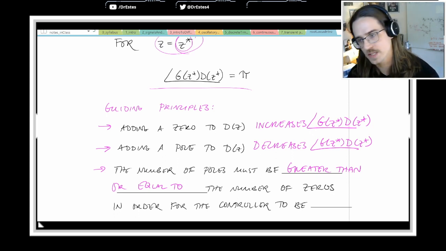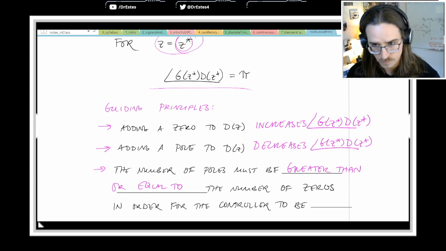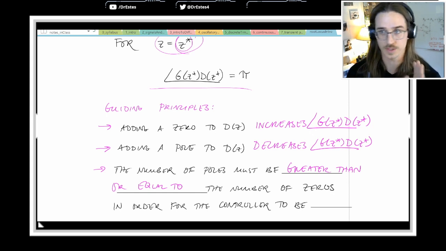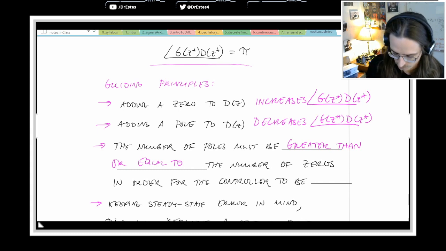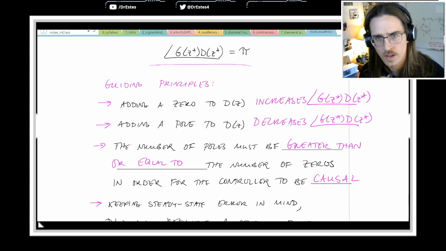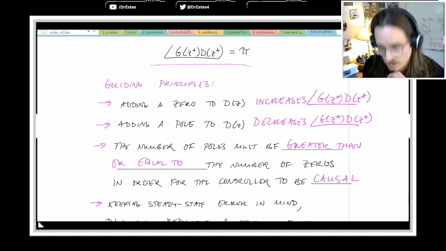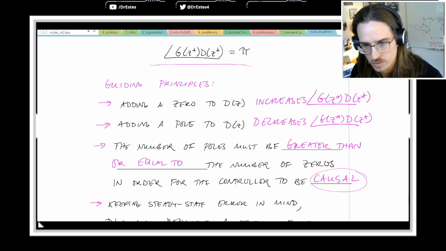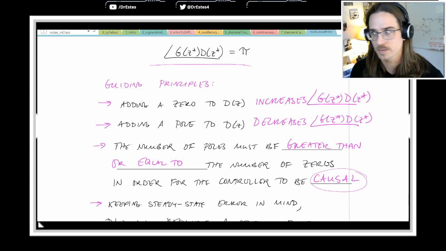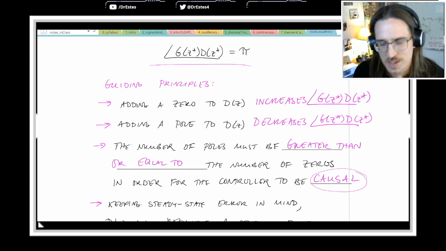If you have one zero and one pole in your controller, you're okay. If you have two zeros and one pole, you're not okay. The number of poles must be greater than or equal in order for the controller to be causal. What I mean by that is causal, like cause and effect. It turns out if you have more zeros than you have poles, your controller depends on information from the future, which you will never have in real life. It just doesn't work.